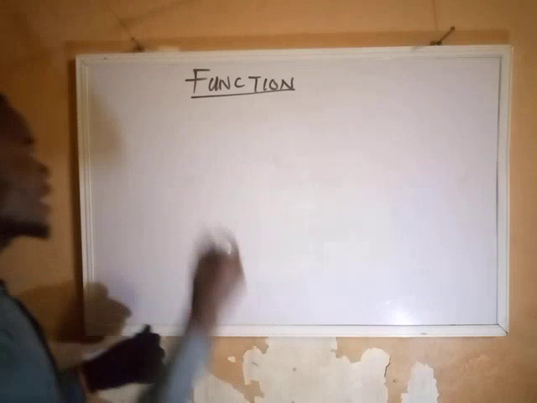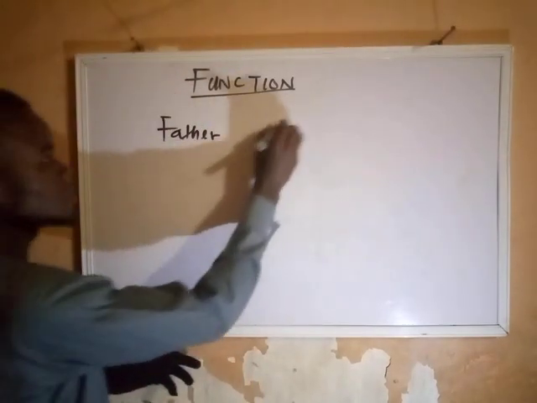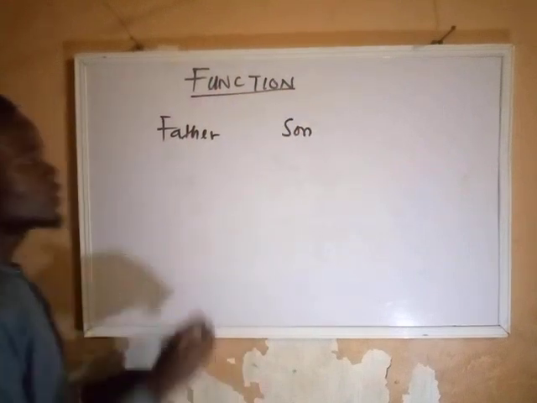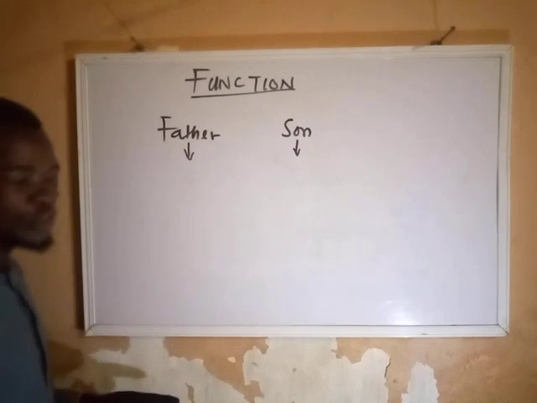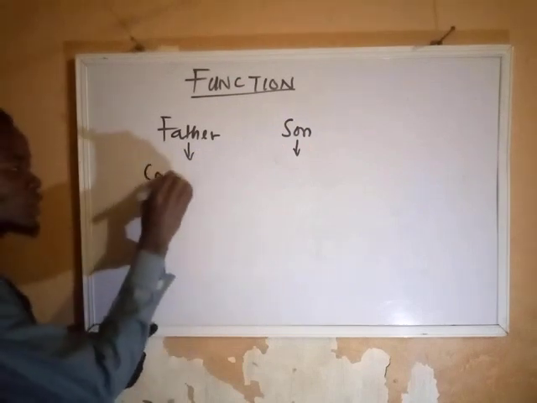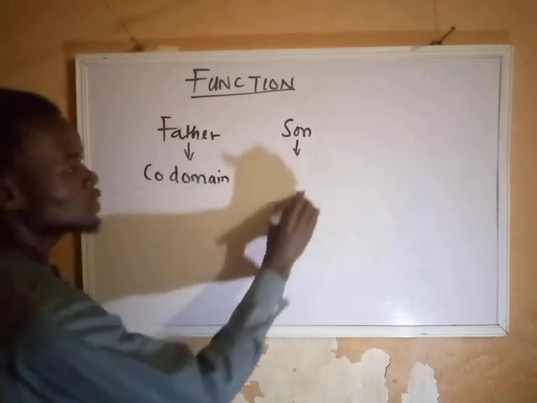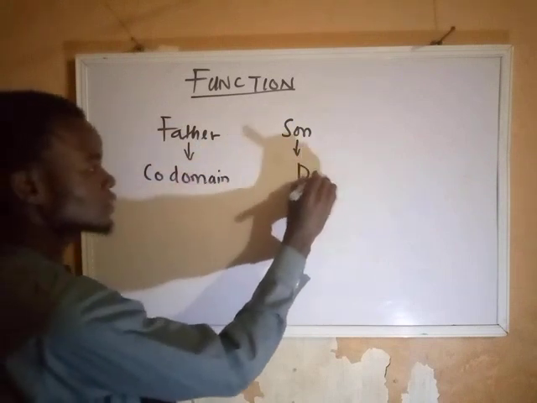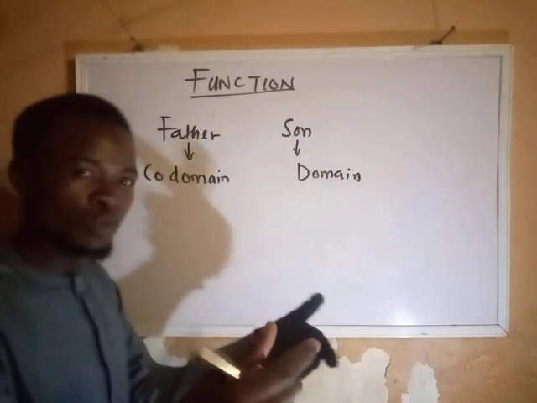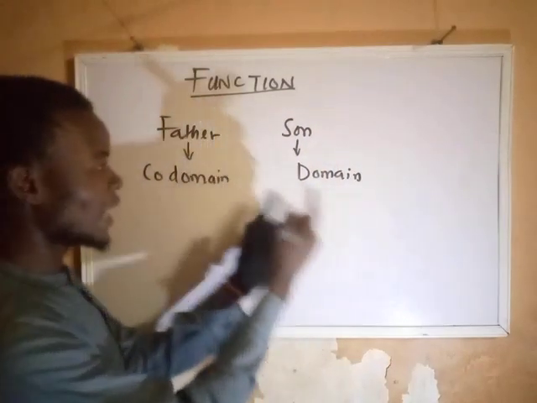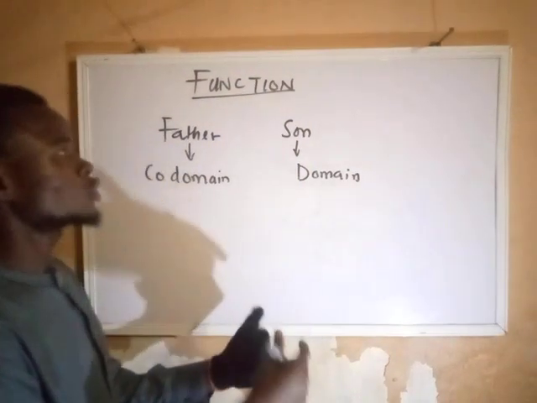So there is what we call father in mathematics and the son in mathematics. The father in mathematics, we call it codomain, while the son, we call it domain. Now, there is a particular rule that connects the father and the son together. The rule that connects the father and the son together, we call it function.